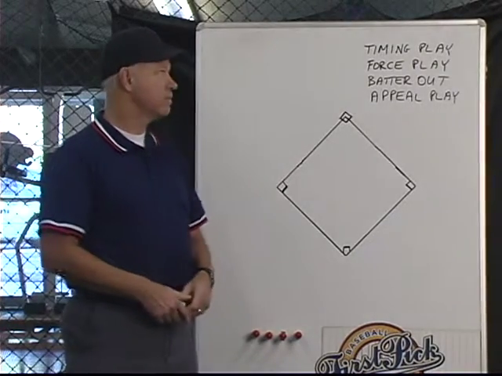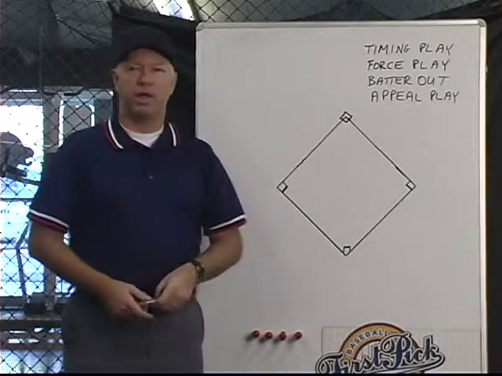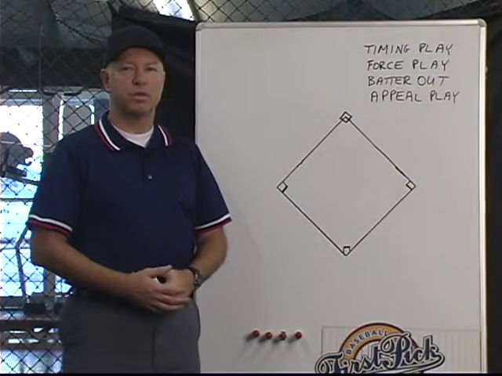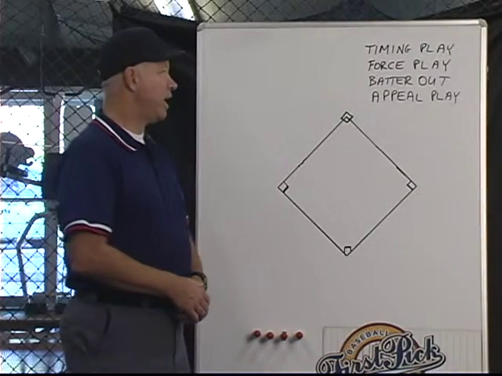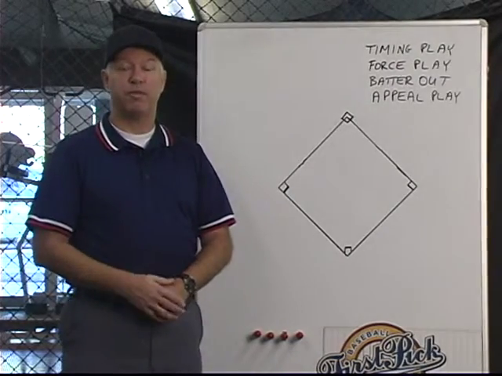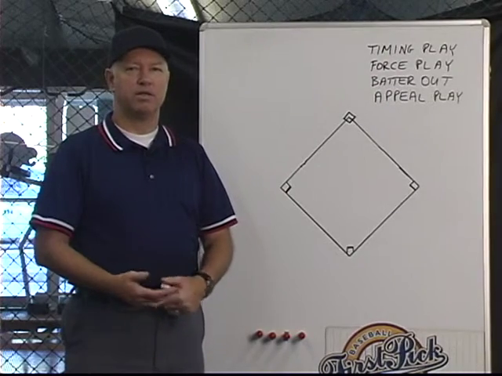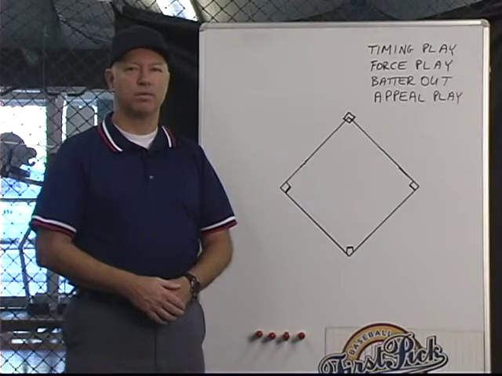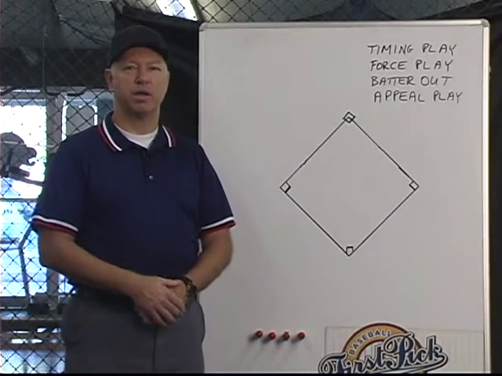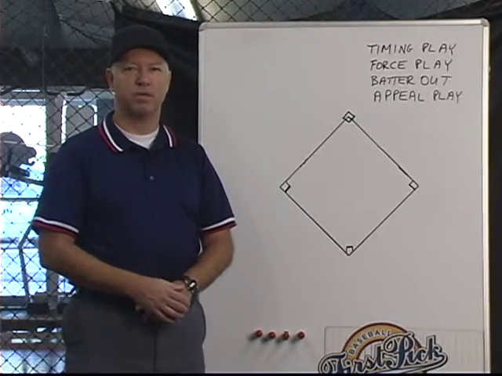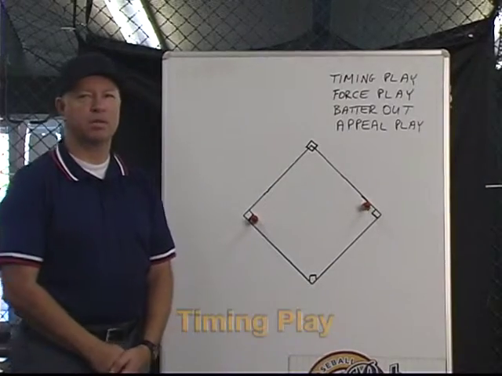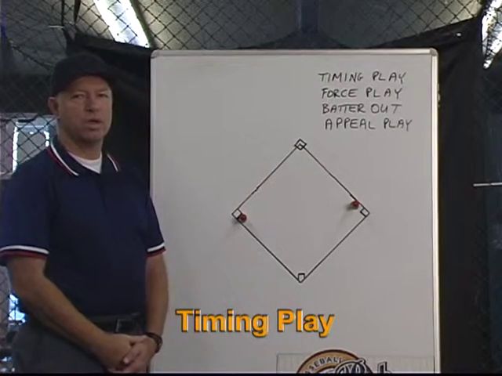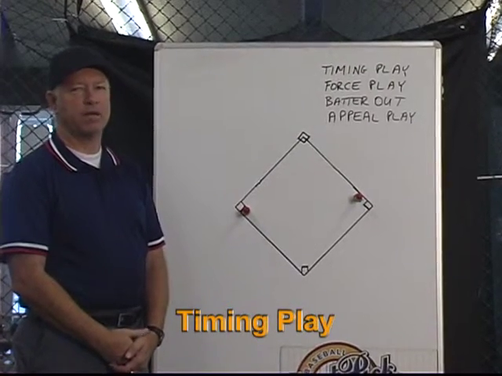Two runs could score before he is put out, but if he's out before he reaches first, those runs are not going to count. An appeal play could result in a run not scoring, and we're going to deal with the rules that are involved with that. An appeal play could be a force out, in which case, if it's a force out when the appeal is made, then no runs would score. We're going to give you some examples here to try to cover all of this because it can get very confusing. In this first example, it's going to be a real simple case of a timing play where the run scores either before or after the actual out is made.